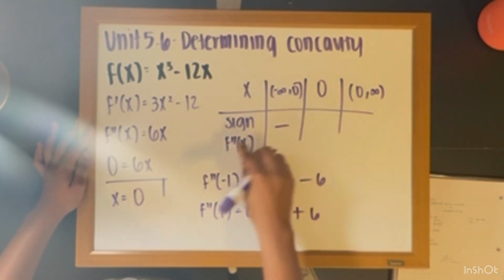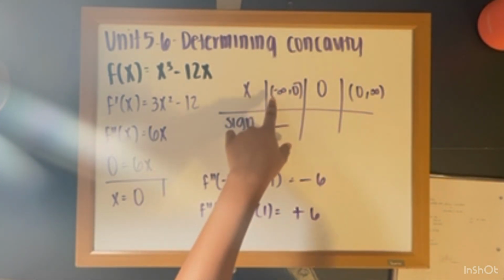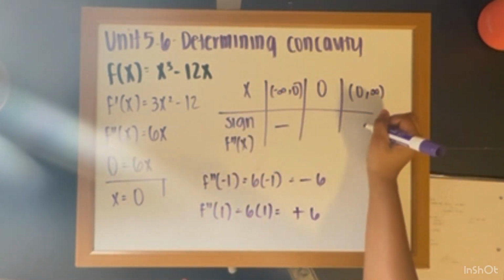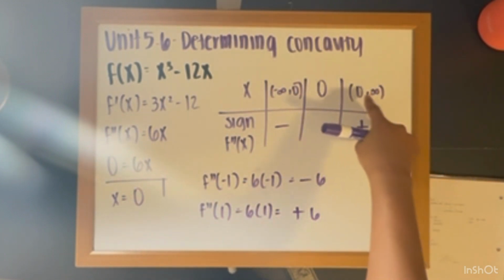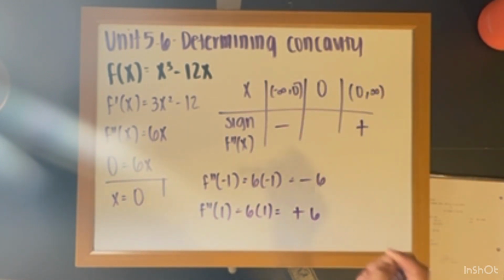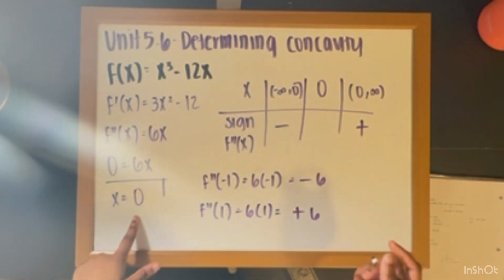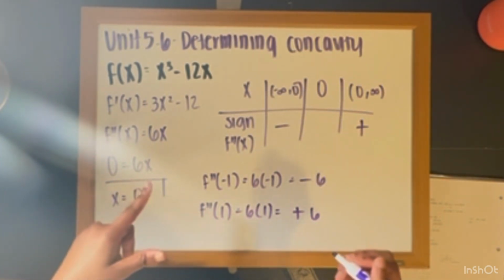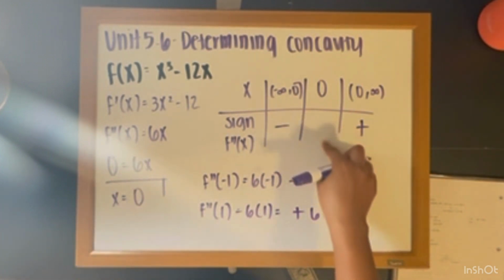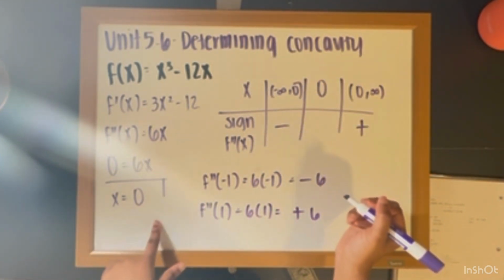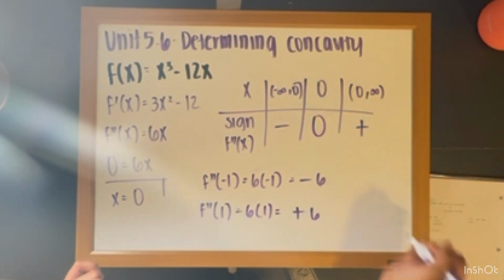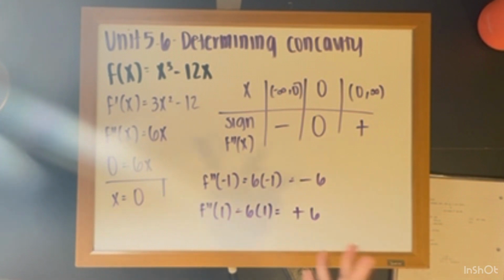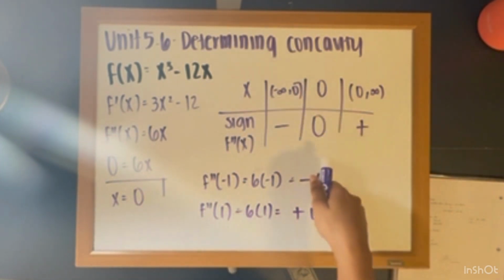So I'm going to put negative as my sign for the interval negative infinity to 0, and a positive for my sign of 0 to infinity. And the sign for 0, since we solved for 0, since we plugged in our second derivative for 0, the sign of our given value that we solved for will also be 0. So now that we've filled in our table, we can see that our concavity did change over 0, 0.